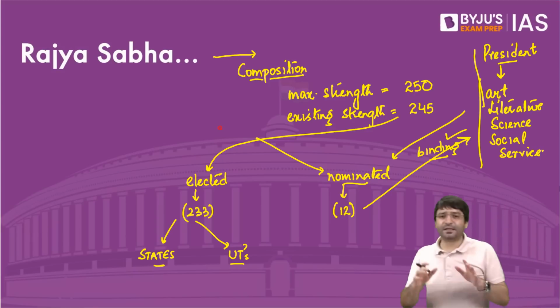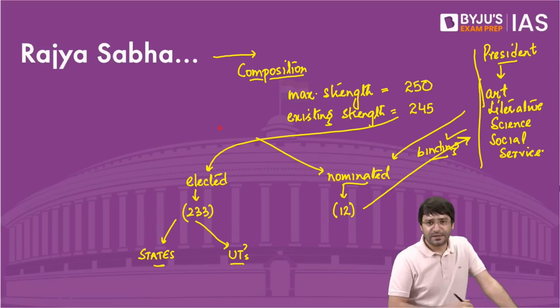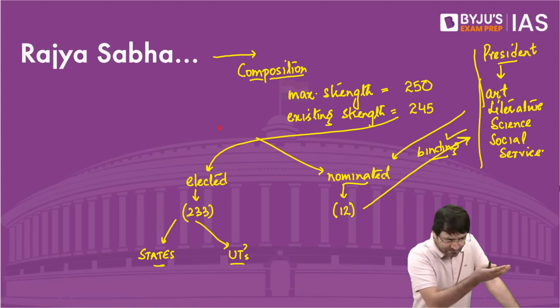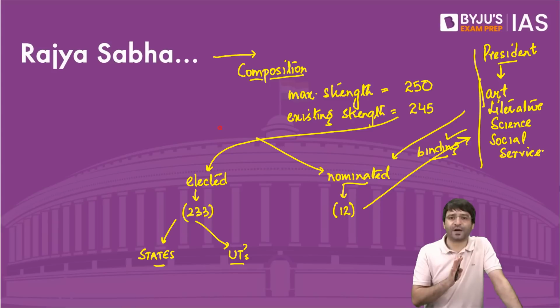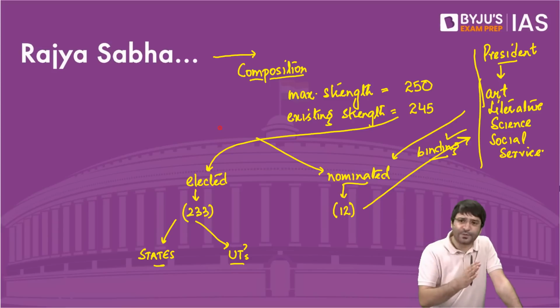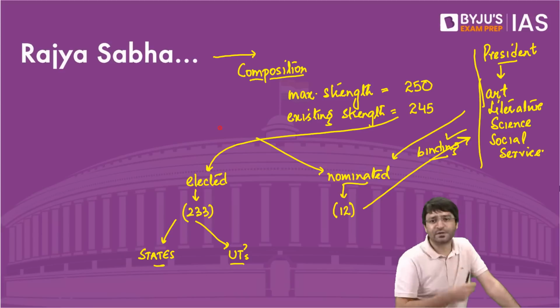Which means when we are discussing Rajya Sabha, first we have to discuss the composition. We say the maximum strength provided by the Constitution is 250, but our existing strength is 245. Out of which 233 are to be elected, 12 are to be nominated. Who are these 12 nominated MPs? Those who have performed well in the field of art, literature, science, social service.